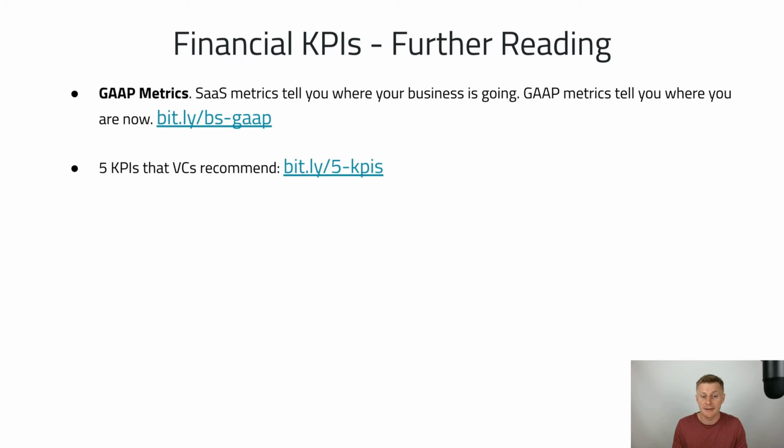And to finalize our financial KPI section, I'm giving you 2 links to read on your own. That's not critical to do right now. You can check this out even after you launch your software, but just to give you something in case you want to get a bit deeper. The first link here is about GAAP metrics. These are indicators that tell you how your business is doing at this moment. SaaS metrics show you where you are moving with your software business, and GAAP metrics tell you where you are right now. And the second link is about 5 KPIs that venture capital is looking for in tech startups, just in case.